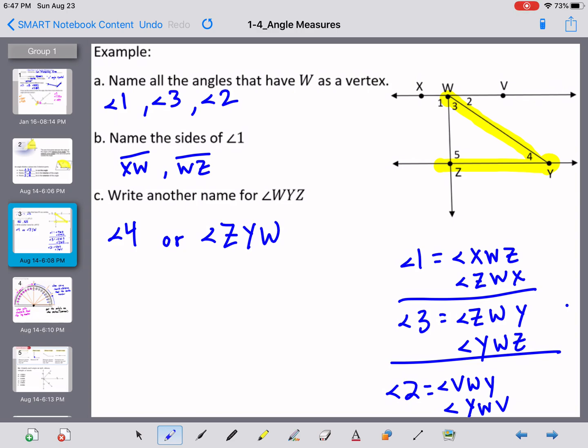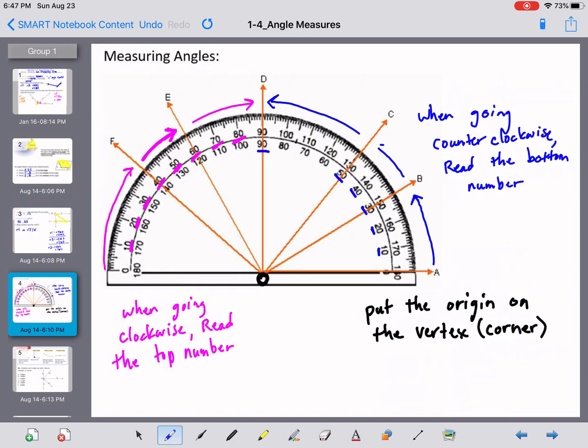All right, so measuring angles. Now, this little protractor device, we probably won't have to physically use one, but you've got an IXL assignment where you have to do some measuring. And this is how this works. You put the origin on the vertex. This right here, highlighted, that little dot, that's the origin that you put on the corner, the vertex of your angle.